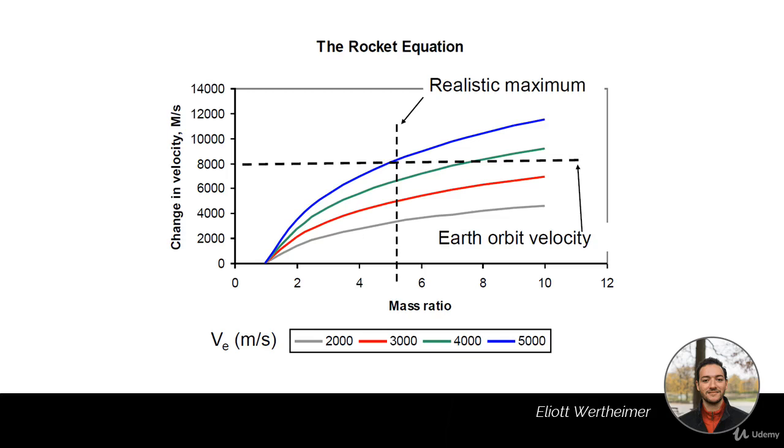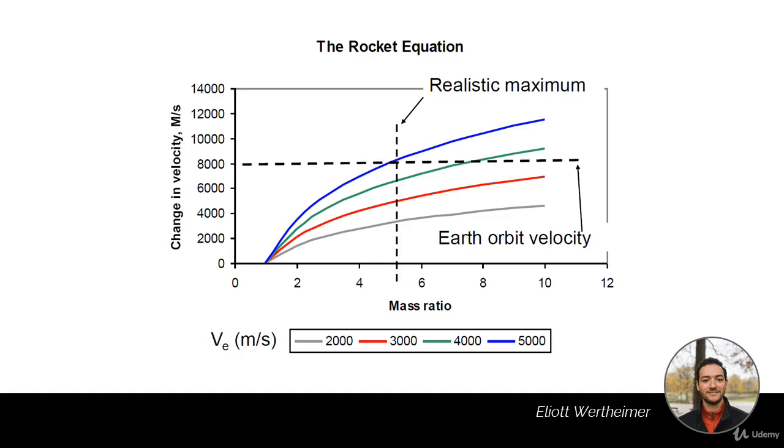This graphic offers a plot of the rocket equation for different rocket exhaust velocities, which, as we just said, is basically the speed at which material is coming out at the back of the engine of the rocket. As you can see, the gray line represents a 2000 meters per second exhaust velocity, the red line a 3000 meters per second exhaust velocity, and so on. The vertical axis on the left represents the change in velocity achievable by the rocket, so basically from 0 to its maximum achievable velocity.